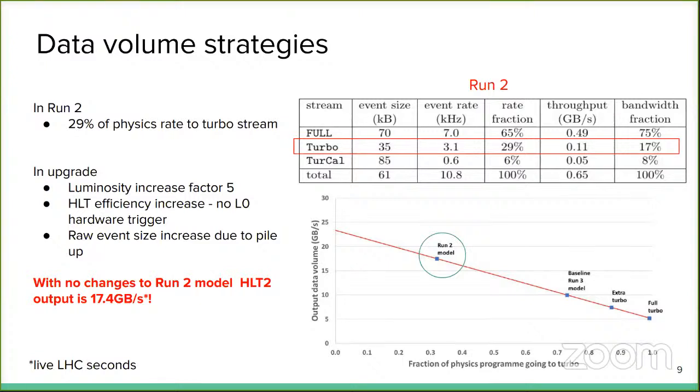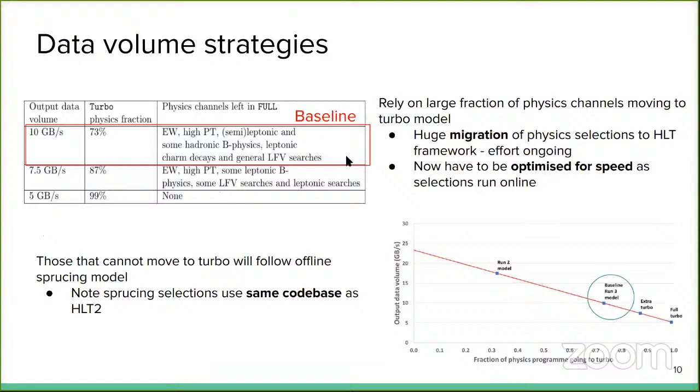If we were to not change our stream split with our physics, we'd have a HLT2 output of 17.4 gigabits per second, which is obviously unsustainable. So we're relying on a large fraction of our physics channels moving to the turbo model. And on the left, you can see our baseline model here. So we're looking at 73% of our physics going to turbo stream, which gives us an output data volume of 10 gigabytes a second. Now, this obviously requires a huge migration of physics selections to the new HLT framework.